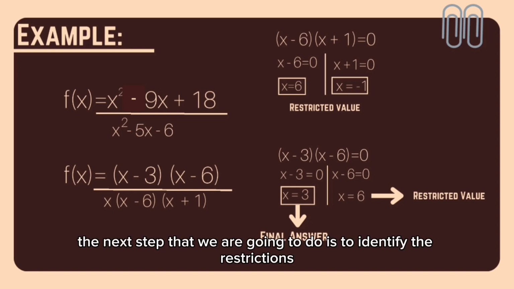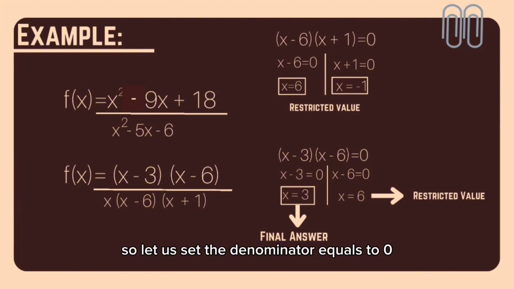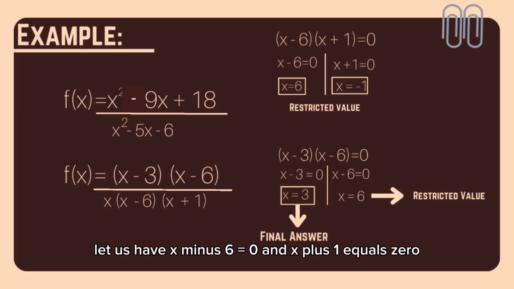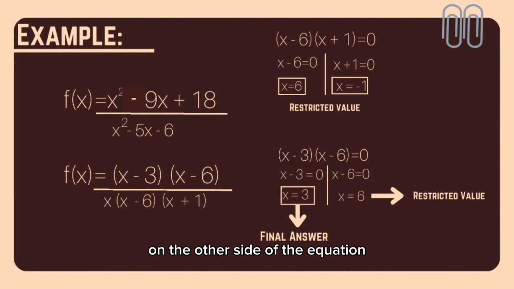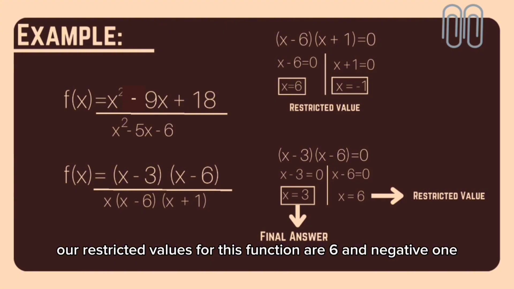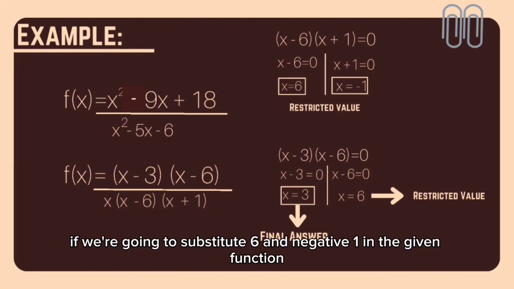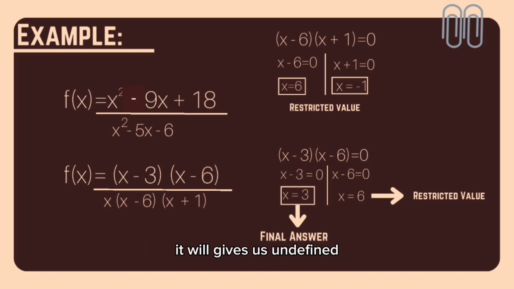And the next step that we are going to do is to identify the restrictions. So let us set the denominator equal to 0. So that is the quantity of x minus 6 times the quantity of x plus 1 is equal to 0. Let us have x minus 6 equals 0 and x plus 1 equals 0. Then let us move negative 6 and positive 1 to the other side of the equation. It will give us x equals 6 and x equals negative 1. Therefore, our restricted values for this function are 6 and negative 1. If we substitute 6 and negative 1 in the given function, it will give us undefined.